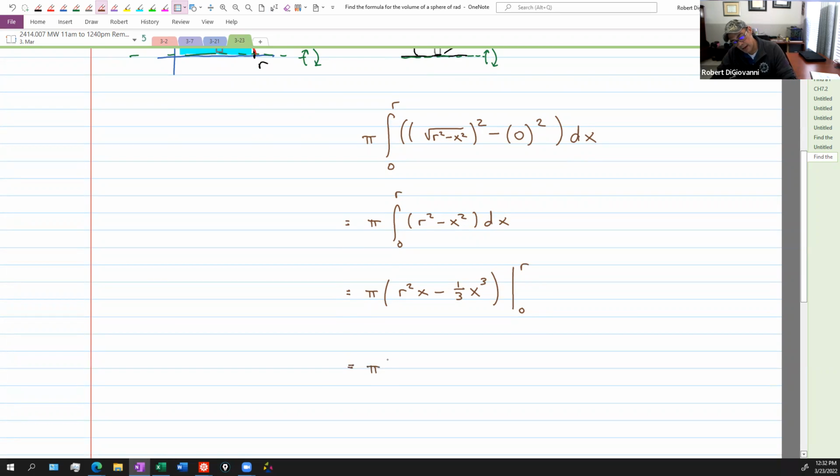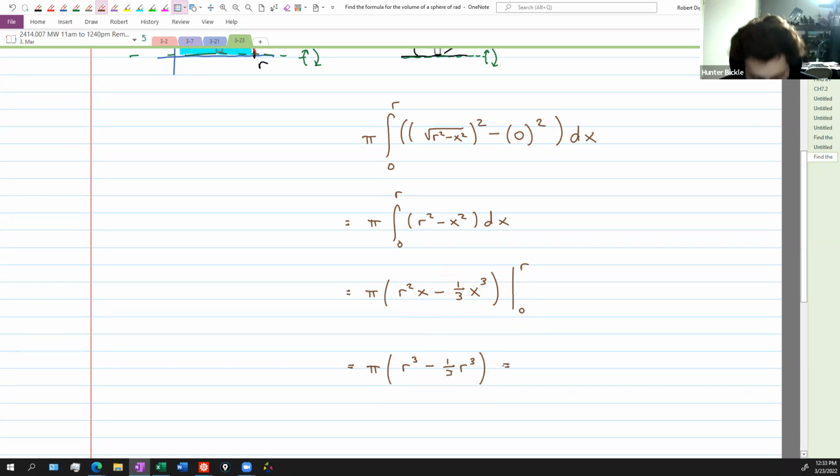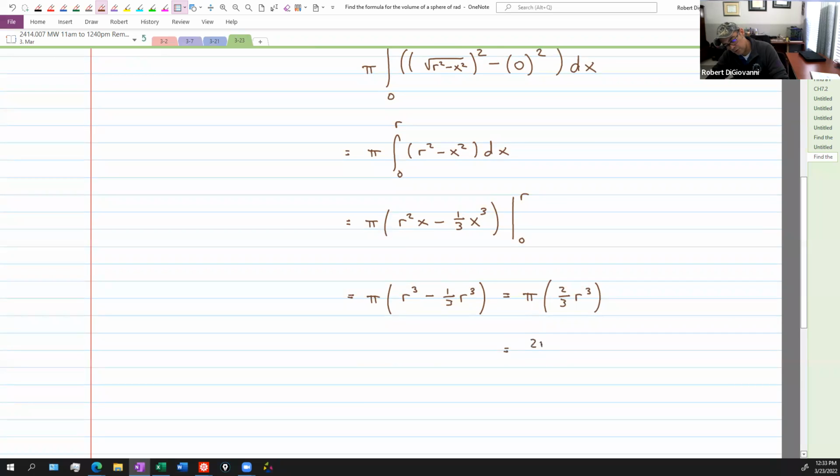Which is pi. Now let's plug in r for x. If I plug in r right here, I get r cubed, minus, and if I plug in r right here, I get 1/3 r cubed. And then what happens when we plug in 0 for x? Everything goes away, right? So you just get pi times r cubed minus 1/3 r cubed, which is 2/3 r cubed. We could write this as 2 pi over 3 r cubed.